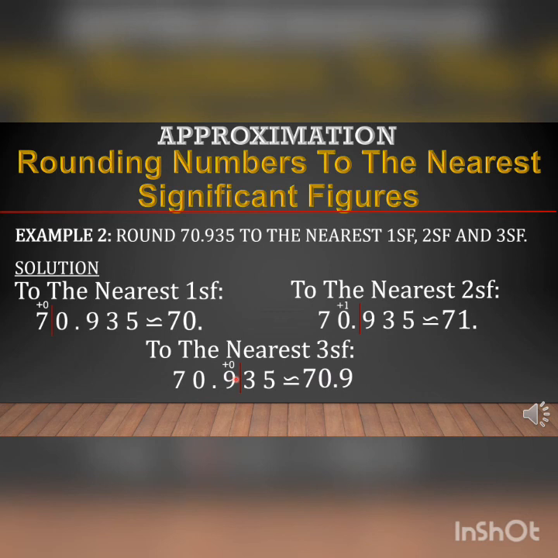That's our answer. Now you might want to ask, what if this 3 is 7 or 8 or 5? In that case we'll be rounding up. We'll be adding 1 to 9. 1 plus 9 would have given us 10. No problem at all. So we'll just drop the 0 and then we'll carry the 1. That will be 71.0. Very simple. So that's how we round to the nearest significant figures.